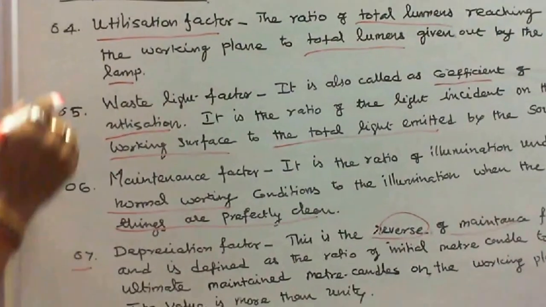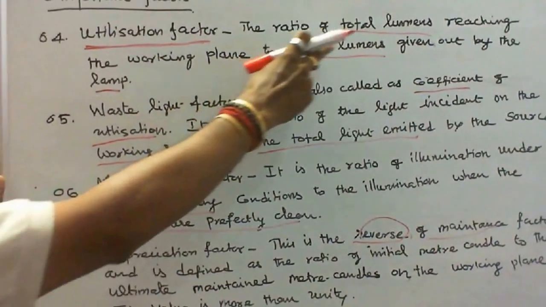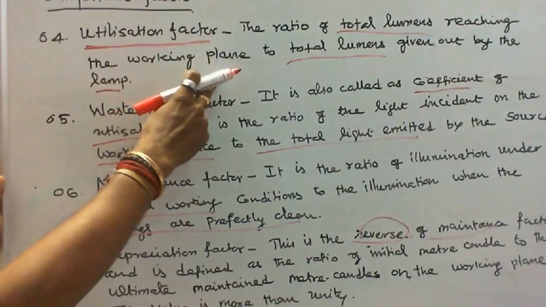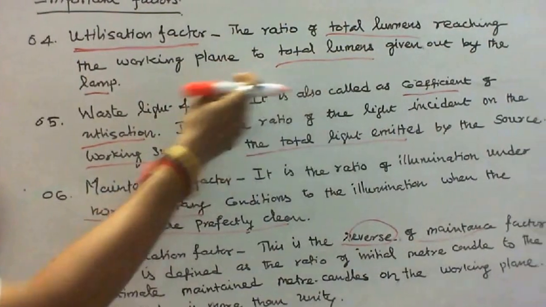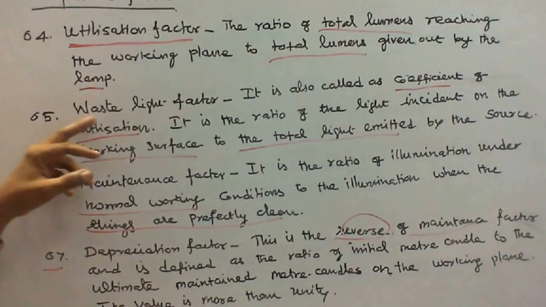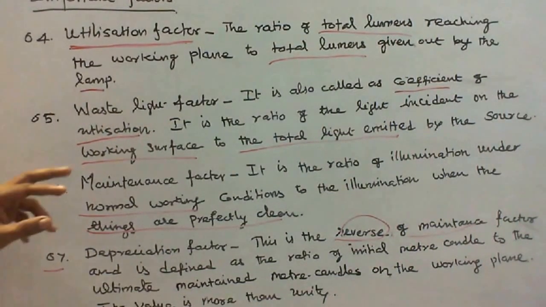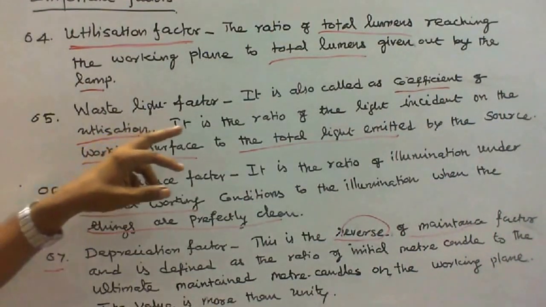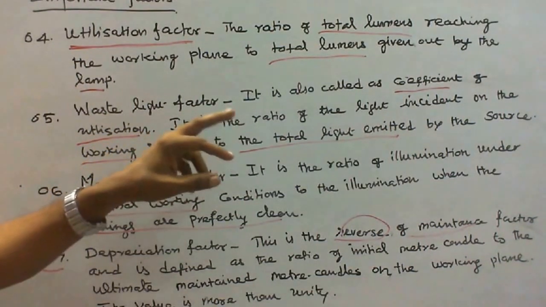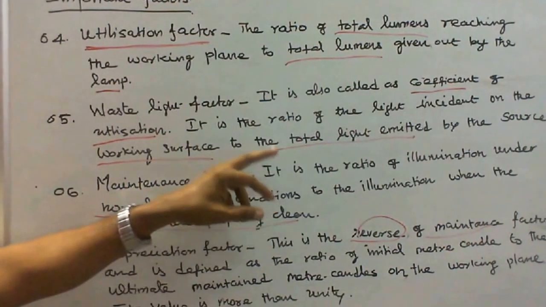Number 4, utilization factor. The ratio of total lumens reaching the working plane to the total lumens given out by the lamp. So this is waste light factor. It is also called coefficient of utilization. It is the ratio of light incident on the working surface to the total light emitted by the source.